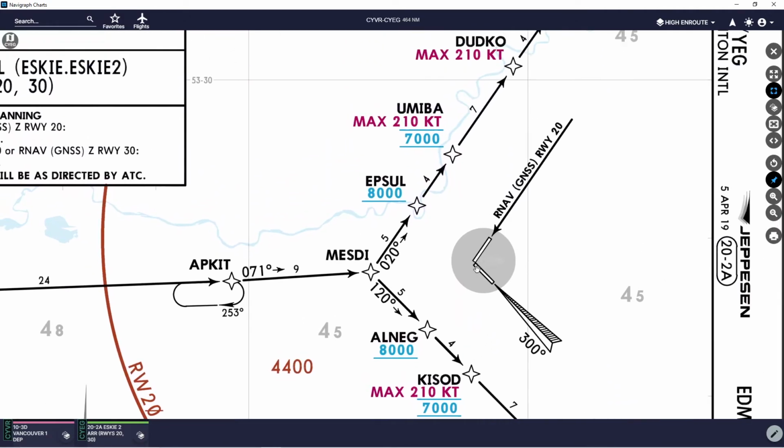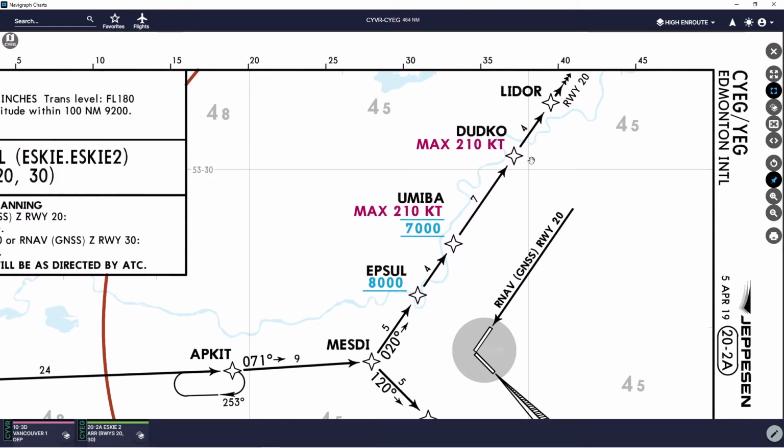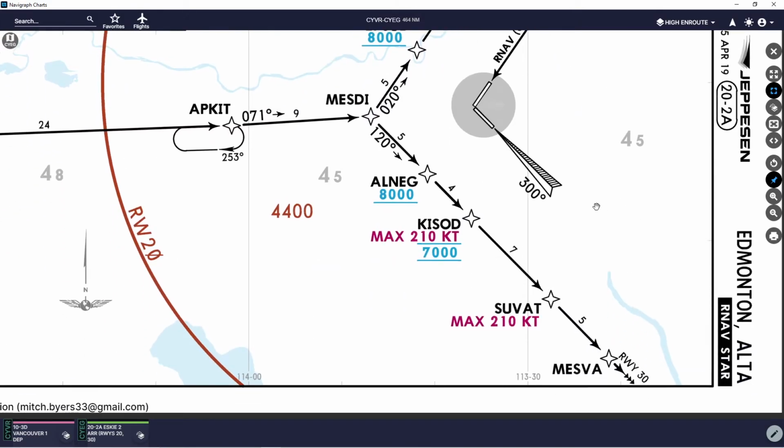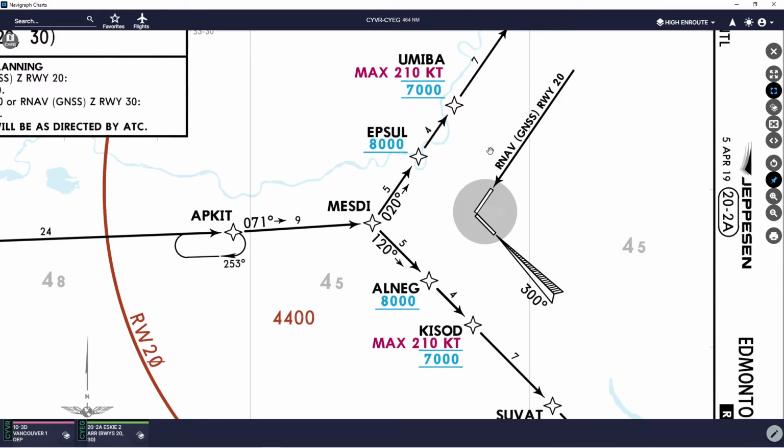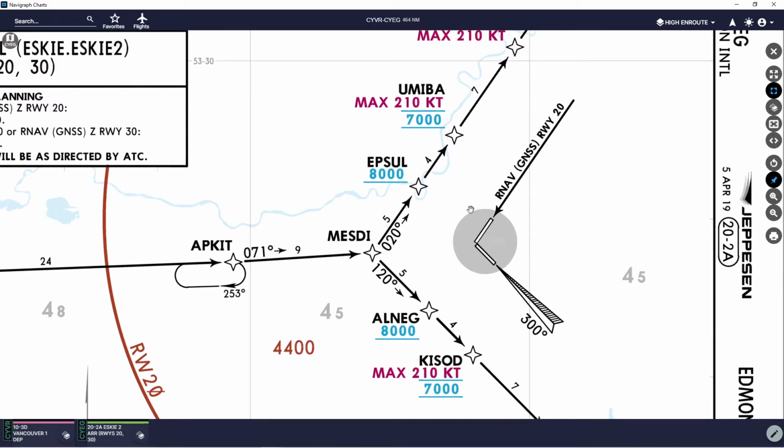Now, the difference between this one and the next star that we'll look at is this leads into a vector afterwards. So unless they give you instructions otherwise, this is going to take you out into oblivion until ATC tells you otherwise. They're going to vector you in for the arrival. So in this case, it would be an ILS or a localizer approach, or this one you're planning for the RNAV 20 if you're going for runway 20.